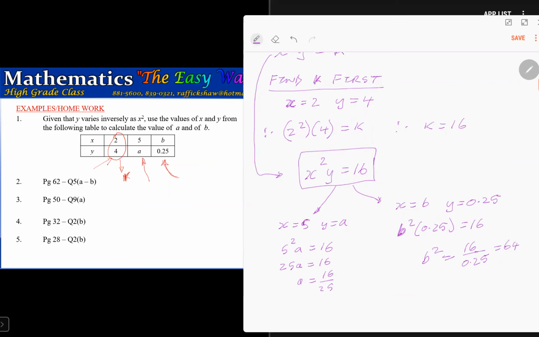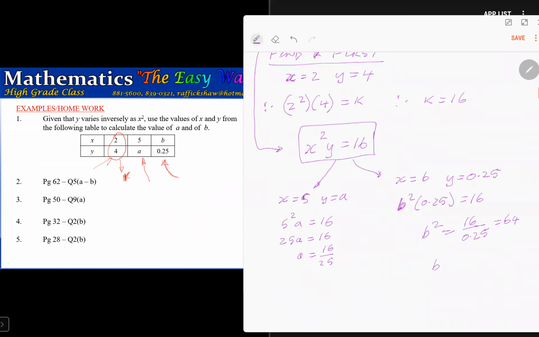And then if b squared equals 64, then b equals the square root of 64. The b is equal to 8. And that's it. So we have found the value of a, we have found the value of b, but we had to find k first.